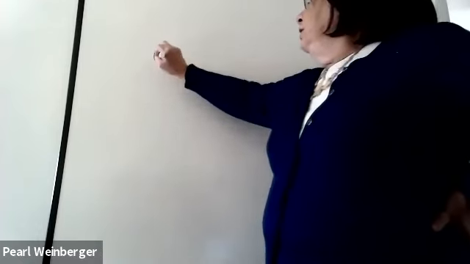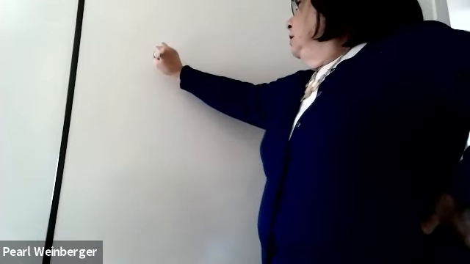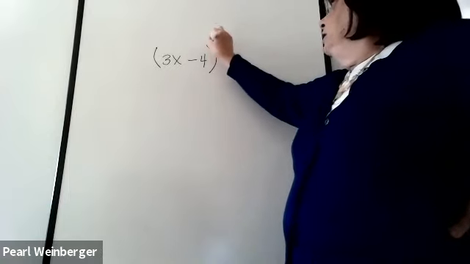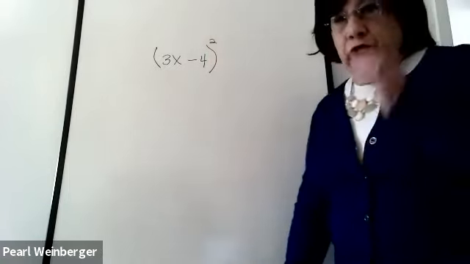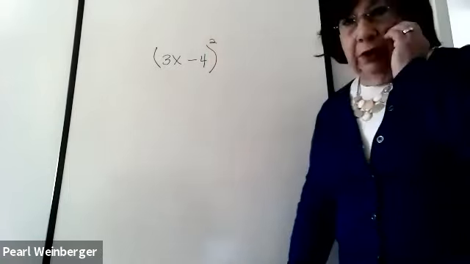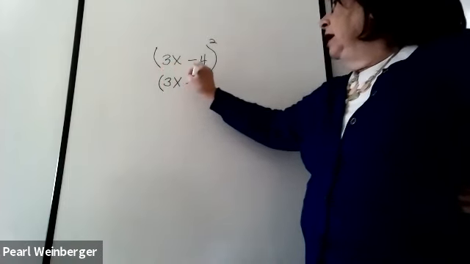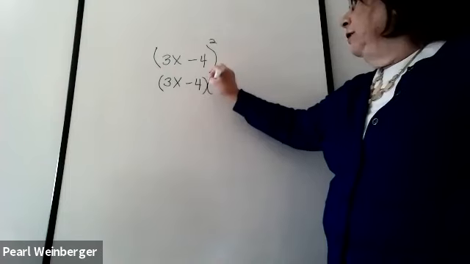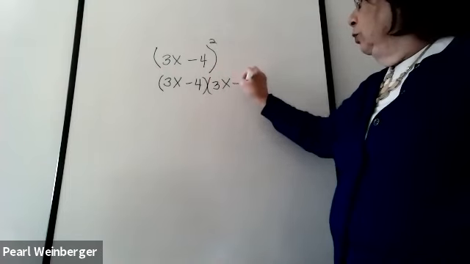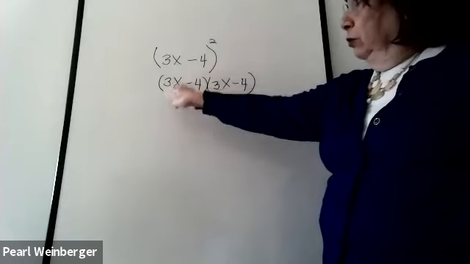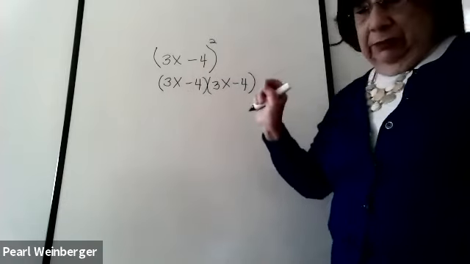Suppose I were to give you (3x minus 4) with an exponent of 2 on the outside. I just want to remind you, when you are squaring a binomial, what you're basically doing is multiplying the binomial by itself. So when you actually want to do the work, you want to write it twice: the 3x minus 4 times the 3x minus 4.